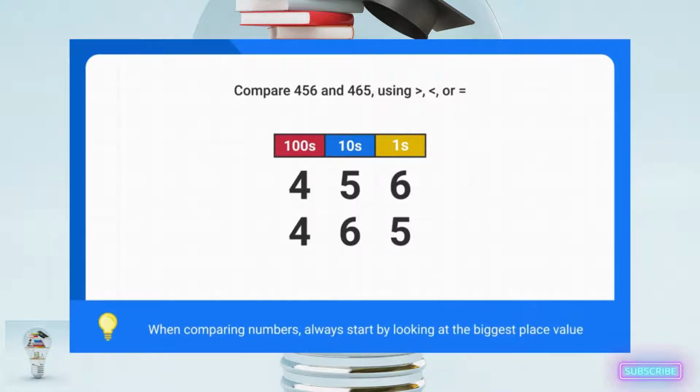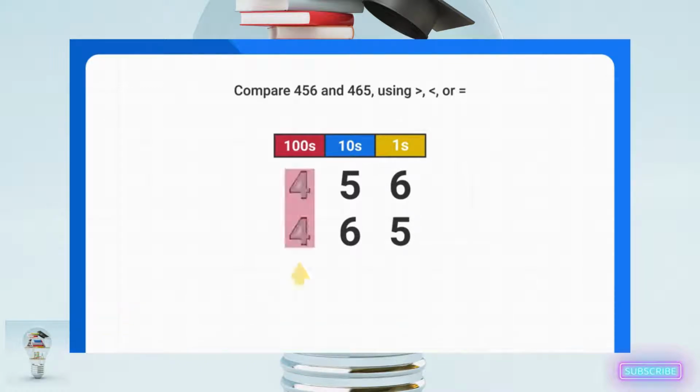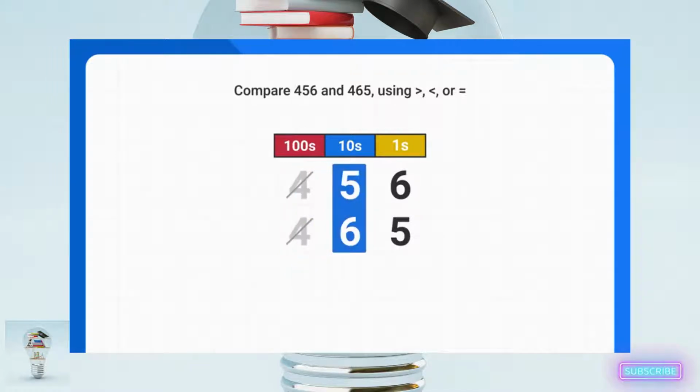When comparing numbers, always compare the largest place value first. Here, that's our hundreds place. We see both numbers have 4 hundreds. Well, that doesn't help us compare. So we cross out these digits, and we look at the next place value.